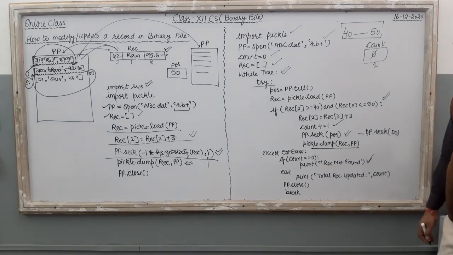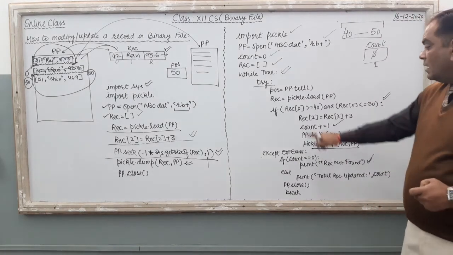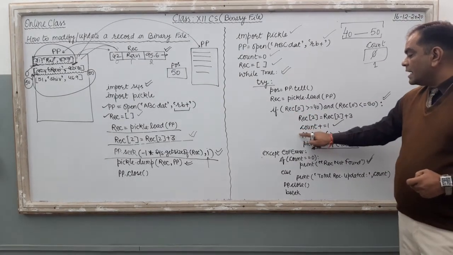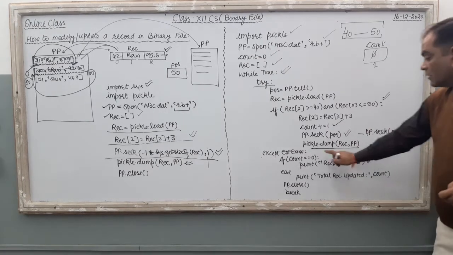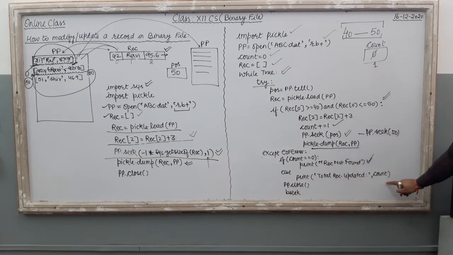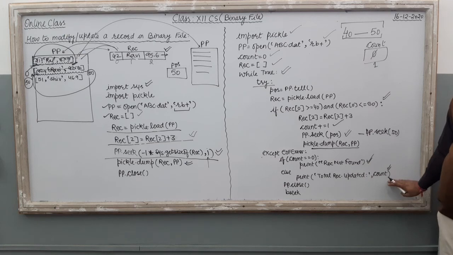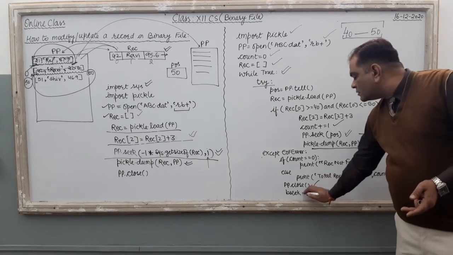Else means something is there in the count variable other than 0. When will this happen? Only when the computer goes inside the if will the value of count change. So in your else you write: print total records updated, and then you have to show the count value. Right? How many records were updated in the file, the computer will show the message. Done. And then pp.close() and then break.